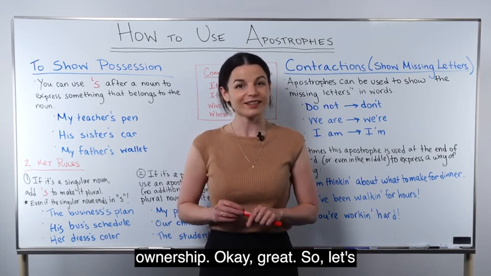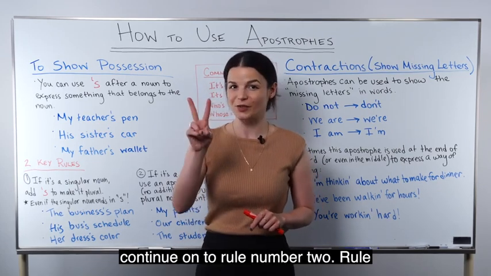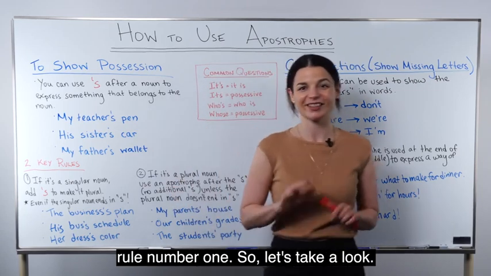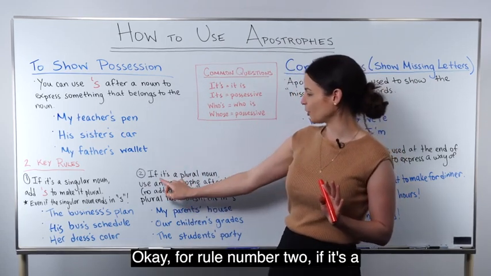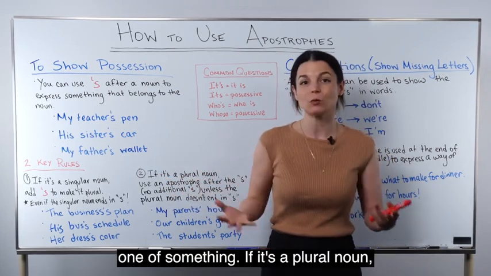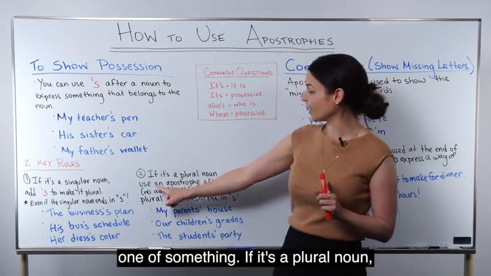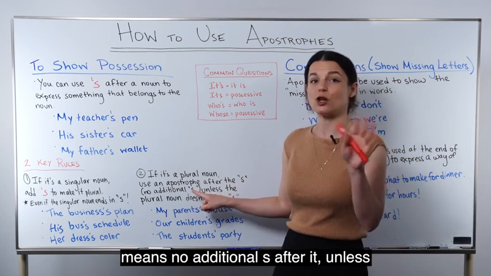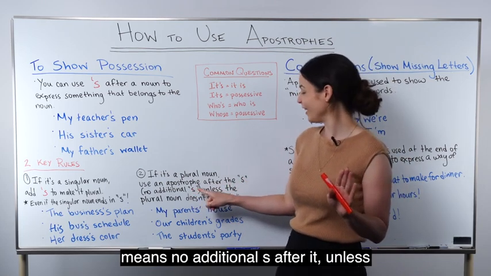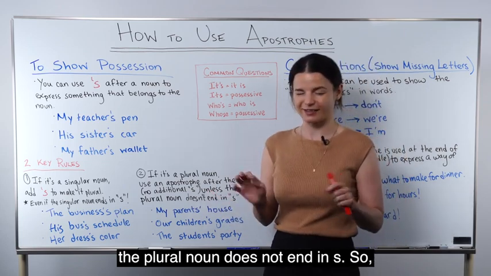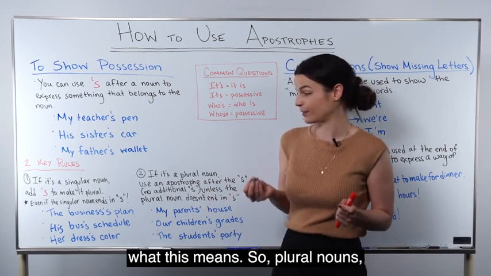Okay, great. Let's continue on to rule number 2. Rule number 2 is a little bit trickier than rule number 1. So let's take a look. For rule number 2, if it's a plural noun, so plural means more than one of something, use an apostrophe after the S. That means no additional S after it, unless the plural noun does not end in S. This is kind of tricky. Let's break down what this means.